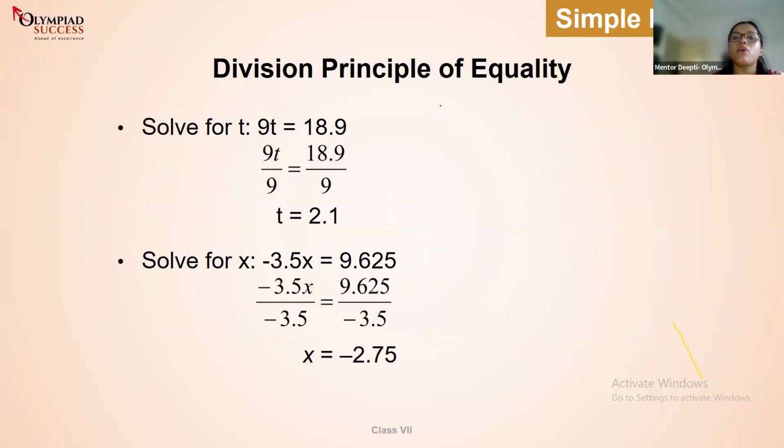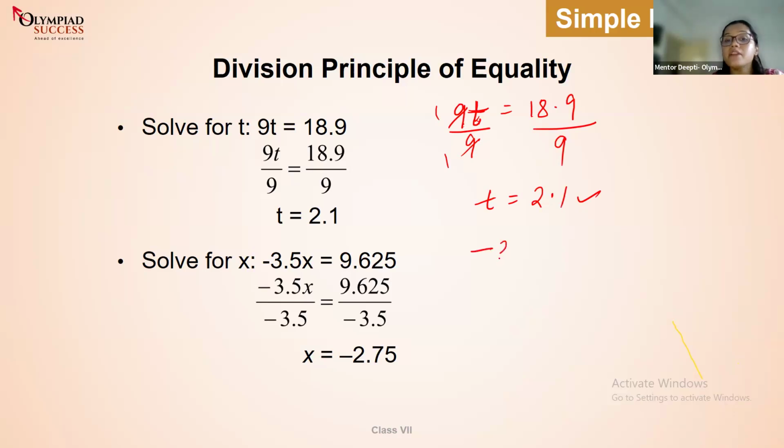Next, division principle of equality. Let's solve for t. 9t equals 18.9. Now the variable is t and t is attached with 9. So I need to divide by 9 because 9 is in multiplication with t. So I'll divide by 9 so that 9 cancels this 9. If I'm dividing by 9 on the LHS, I need to divide by 9 on the RHS as well. So t equals 18.9 upon 9. 9 twos, 9 ones, so 2.1 is the answer.